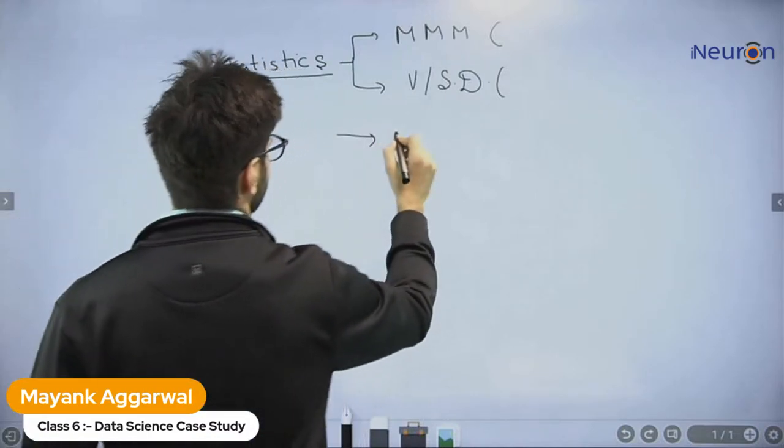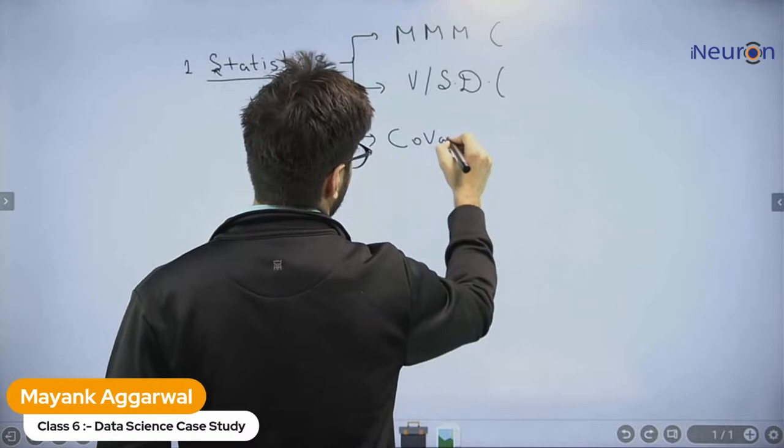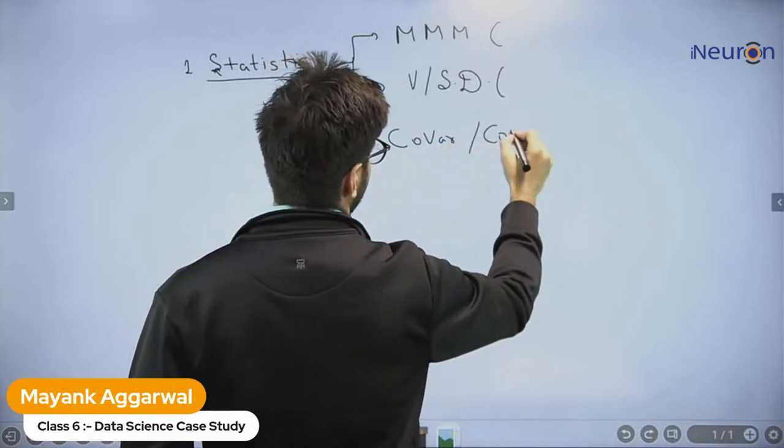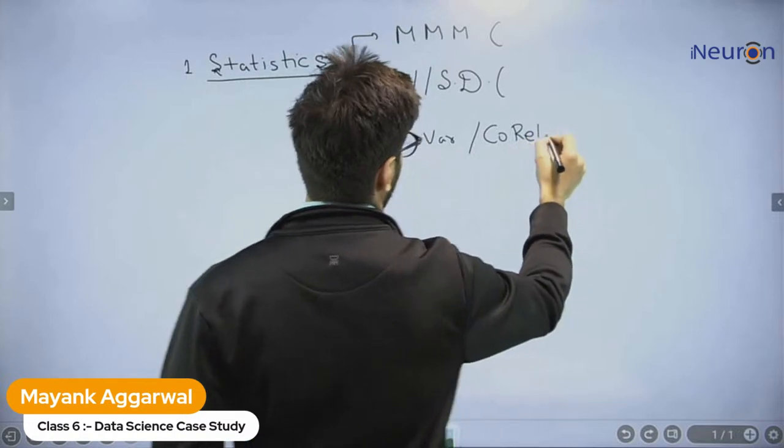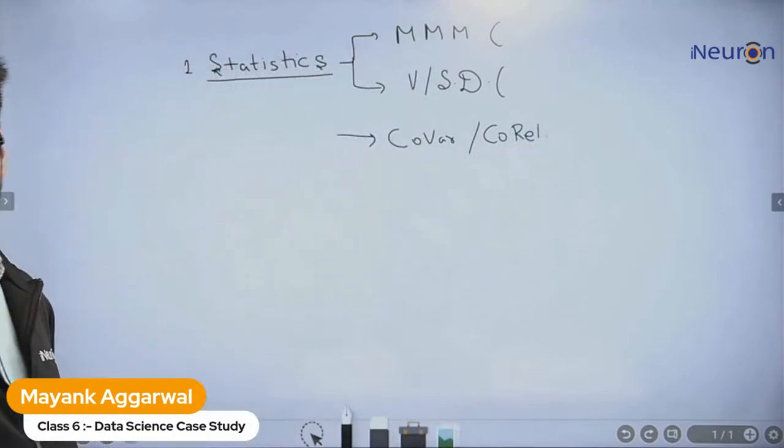Then for two variables, we understood what covariance and correlation are, and why one is beneficial while the other might not be that much, but it still makes sense to get an idea of what both are. Okay, so covariance and correlation.